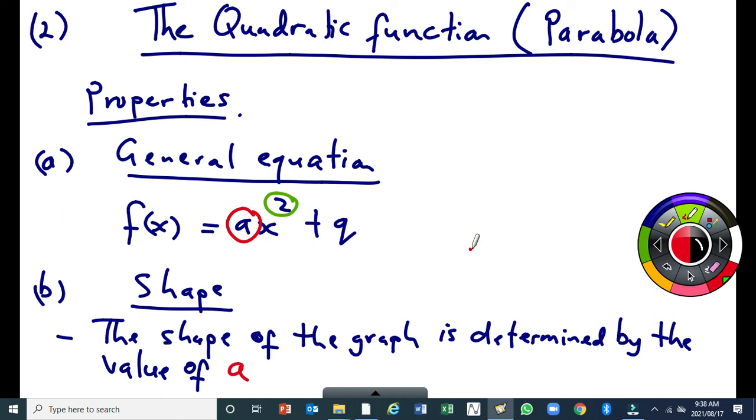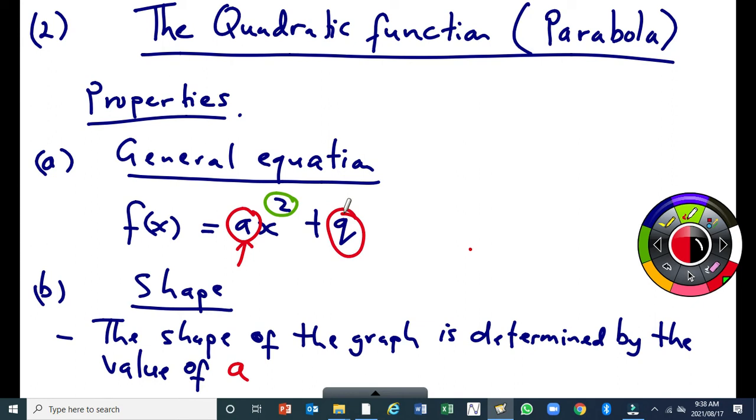So we have our general equation for the quadratic function, which is f of x equals ax squared plus q, right? So you need to know the general equation first. I will talk in more detail about this and also about that q. So let's start with the shape.